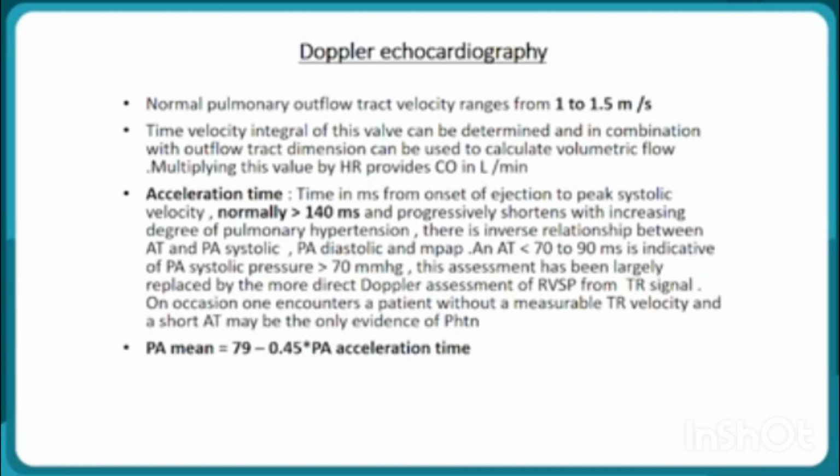The second important thing is acceleration time. It is the time in milliseconds from onset of ejection to peak systole. Normally it is more than 140 milliseconds. As there is progression of pulmonary hypertension, this acceleration time will go on decreasing, and an acceleration time of less than 70 milliseconds indicates severe pulmonary hypertension. We can calculate mean PA pressure by using the formula of 79 minus 0.45 times PA acceleration time.